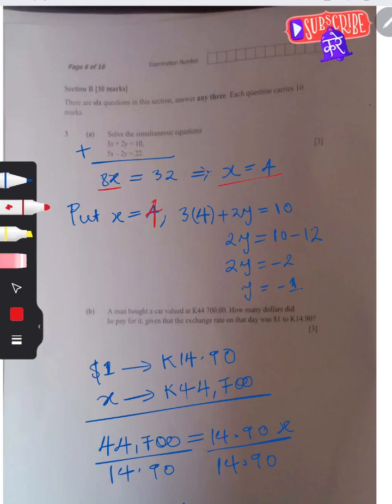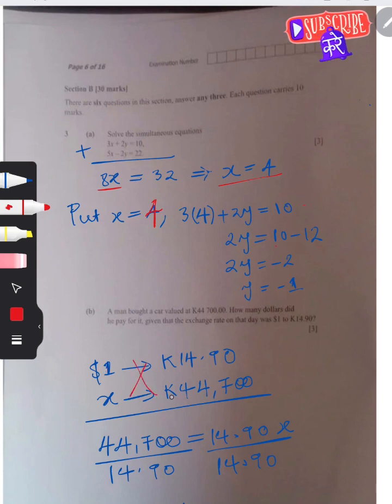Part B, a man bought a car valued at 44,700. How many dollars did he pay for it, given that the exchange rate on that day was $1 to 14.90? So this is just proportion. So $1 is equivalent to 14.90. So the question is, how many dollars will make up 44,700?